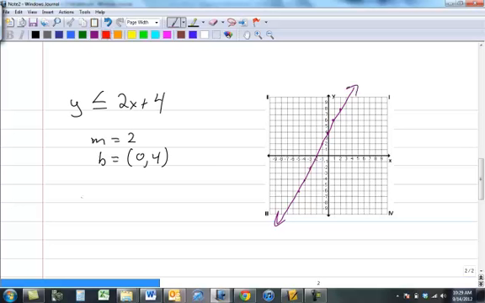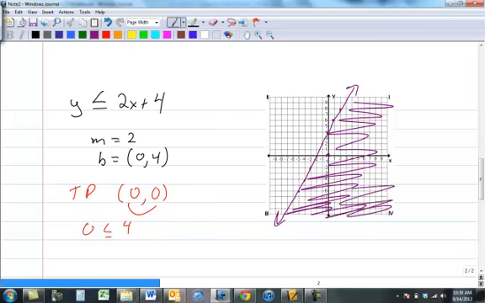Then I'm going to use my test point. My test point I'm going to use again is 0, 0. Is 0, 0 a solution? Is 0 less than or equal to 4? Yes! So I'm going to shade the side that 0, 0 is on, so that means that everything here is a solution. Awesome. So that's what our graph should look like.